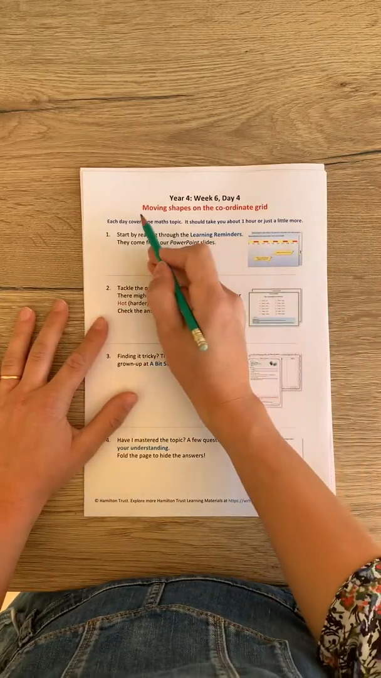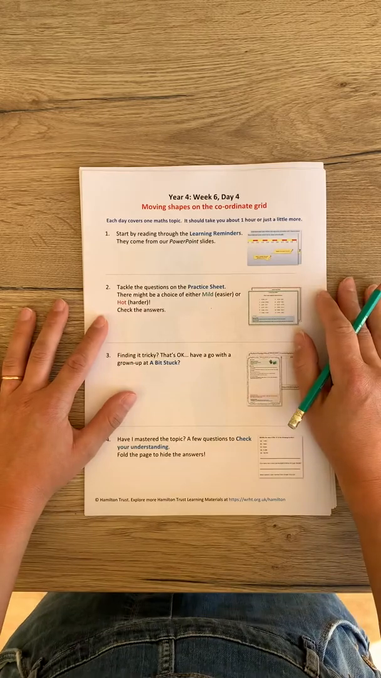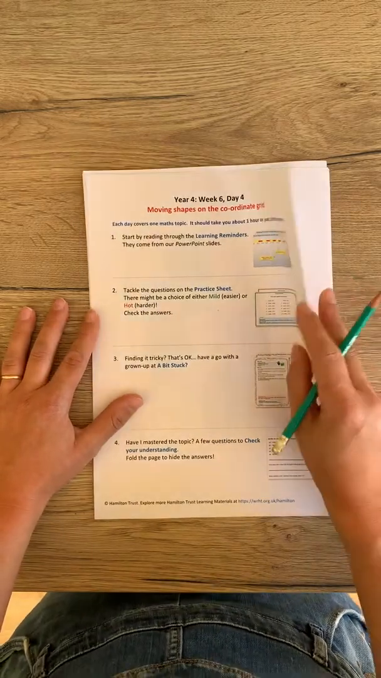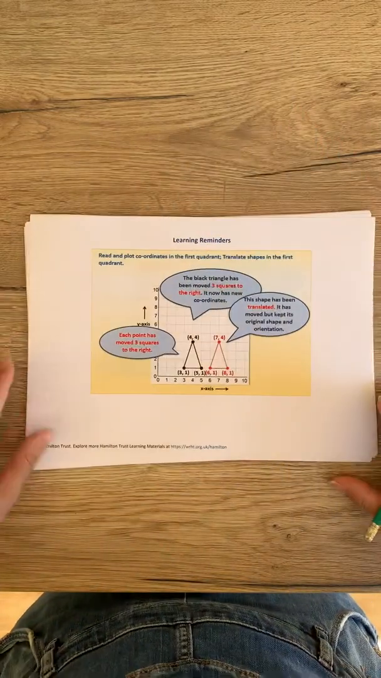And today we're going to be looking at moving shapes on a coordinate grid. Yesterday we looked at plotting shapes on a coordinate grid, and today we're going to be moving them. So I will go through the learning reminders.